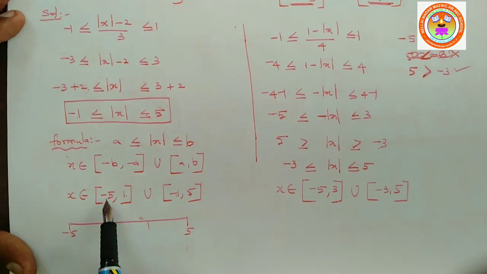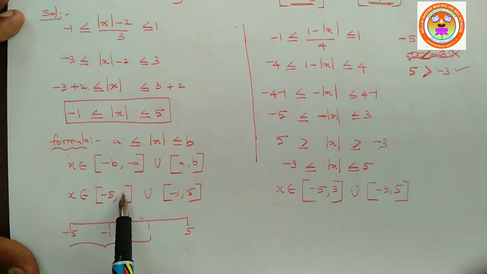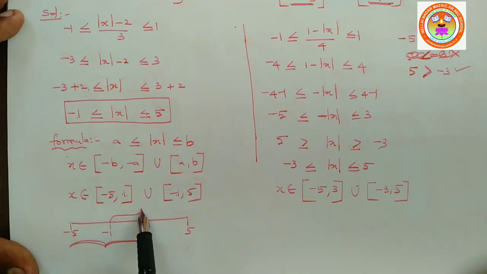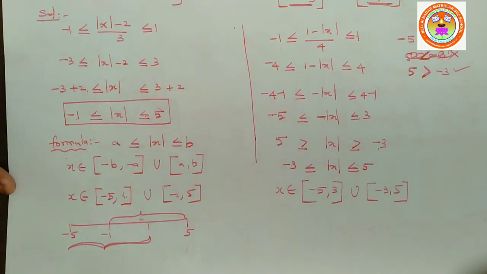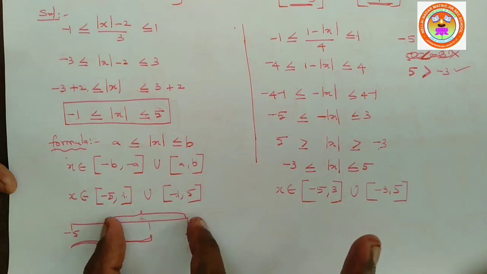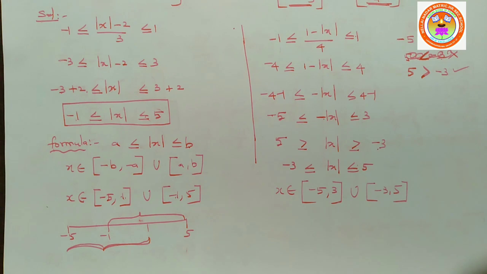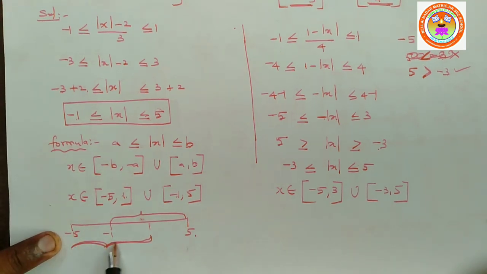So first, minus 5 to 1, this is minus 5 to 1. Next, minus 1 to 5, minus 1 to 5 means from here to here. So union means we need to write all. So minus 5 to 1, minus 1 to 5, from here to here we need to merge, that is union. Simply we can write minus 5 to 5.